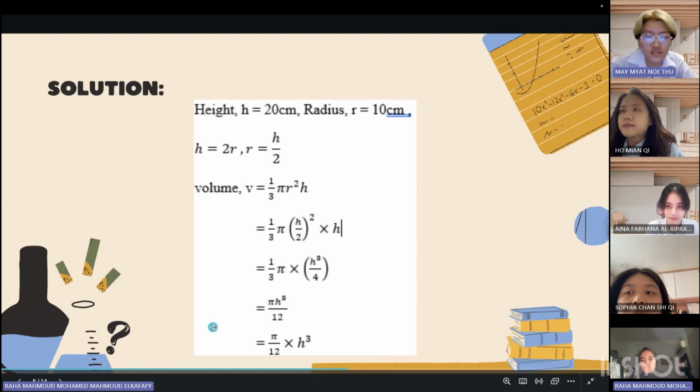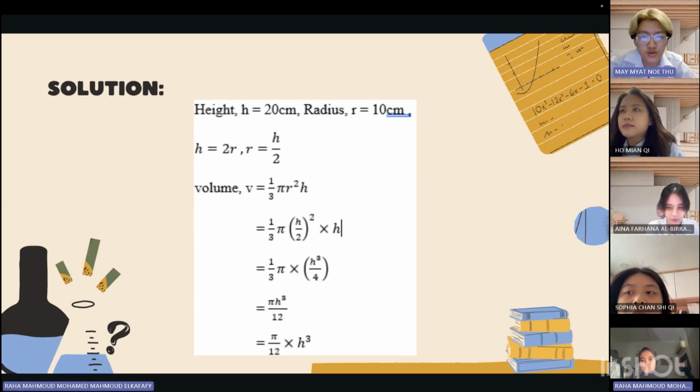Hello everyone. Today I'm going to walk you through solving the problem involving the conical tank being filled with water. So the question is asking about the rate of the water rising when the water is 10 centimeters deep.